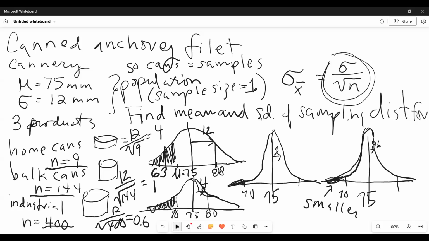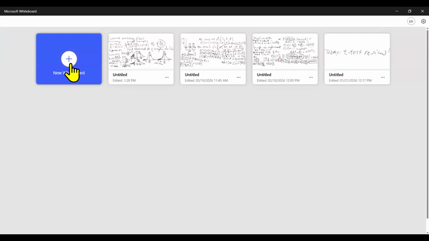Okay, so if we're going to find areas under the curve based on our sample, we're going to set up our normal curve so that it has the standard deviation of that sampling distribution. And so these are all going to be much skinnier. Okay. So let me show you a problem where we're going to find the probability of something from one of our sampling distributions. Let me get a fresh whiteboard.